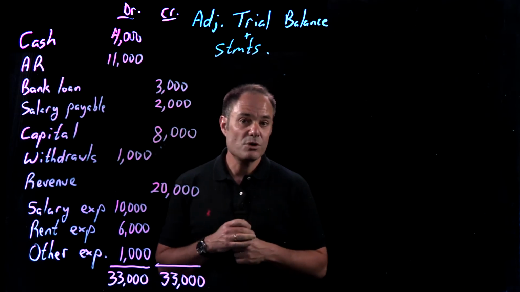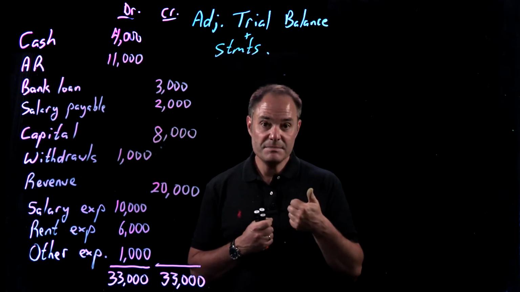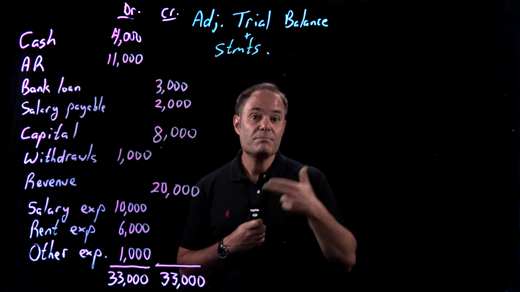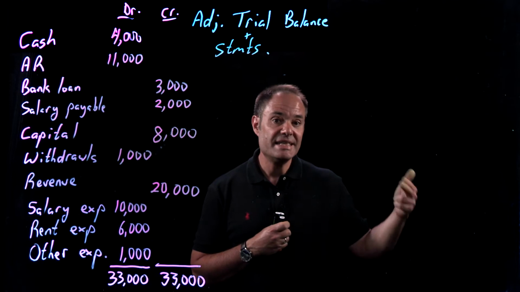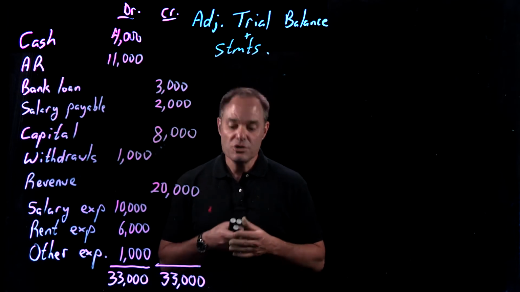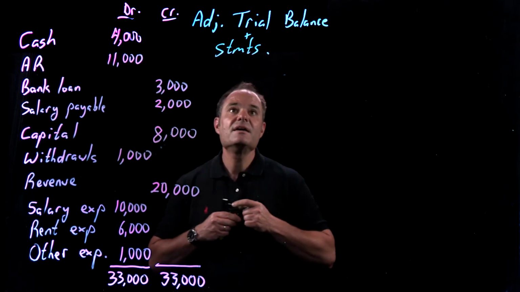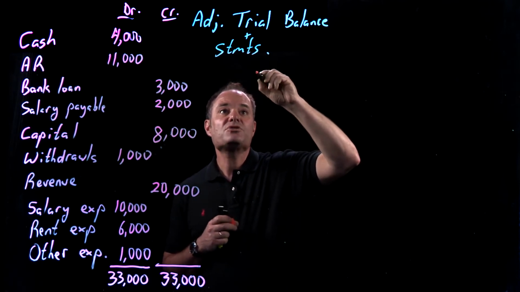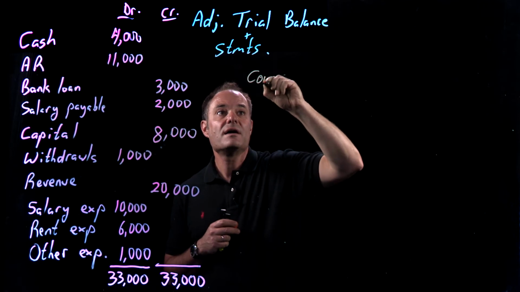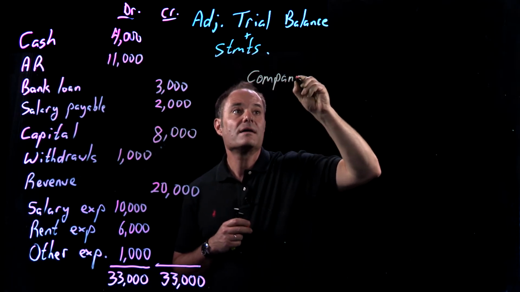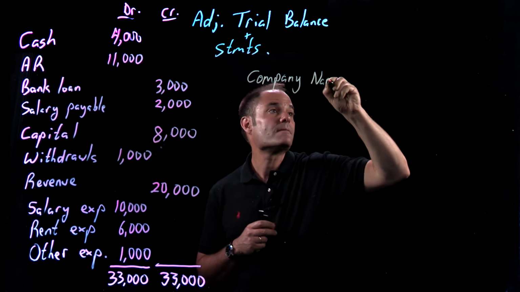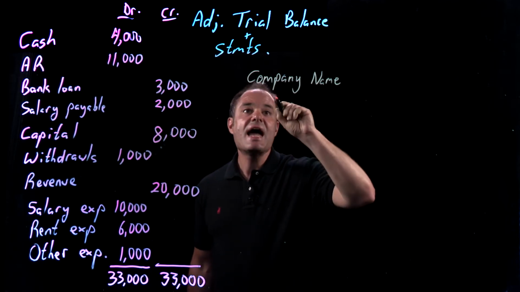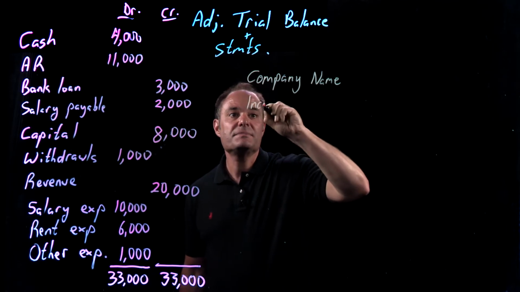And the three statements that we're going to produce are the income statement, the statement of owner's equity, and the balance sheet. And they get prepared always, always, always in that order, and you'll see why. So let's go through and do them. First, we'll do the income statement. As I said before, we always start off with the company name. I don't know what the company's name is, so I'll just put that in. And then we put income statement.